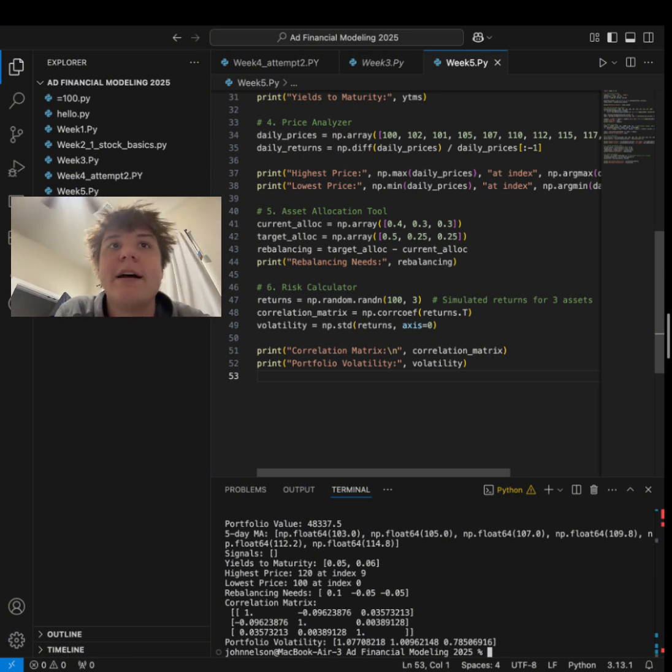Then correlation matrix, we have negative 0.096, 0.035, and so on, and a line of ones down the diagonal, which is all good and looks good. That's what you want to see. Then finally, portfolio volatility is 1.077, 1.009, and 0.785.